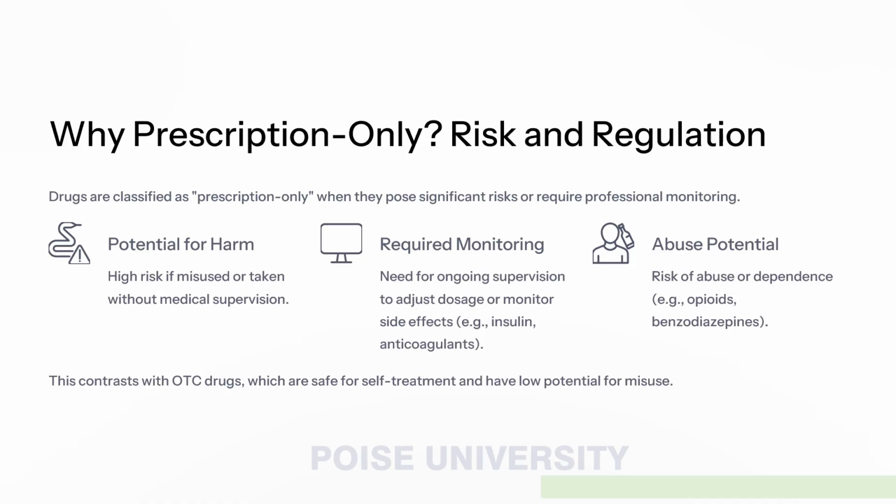Finally, like I said, they have abuse tendencies. For opiates, steroids, benzodiazepines, for depression. And anyone that is depressed, it happens to them, they just want to take antidepressants. We don't want that. And so these drugs are called prescription only because they have high risk, they have potential to harm, and must be regulated.